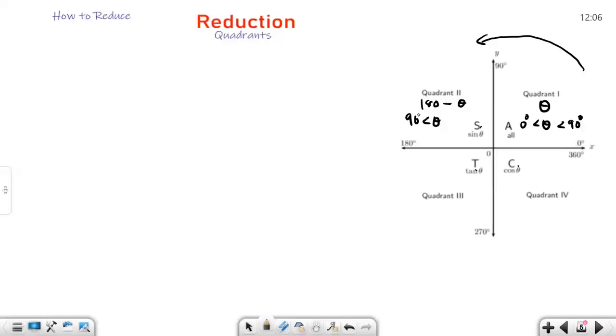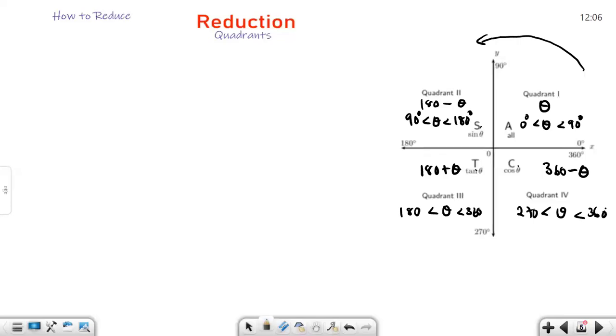Theta is between 90 and 180. And in the third quadrant, our reduction is 180 plus theta, where theta is between 180 and 270. This is 360 minus theta, where theta is between 270 and 360. That's what you need when it comes to quadrants.